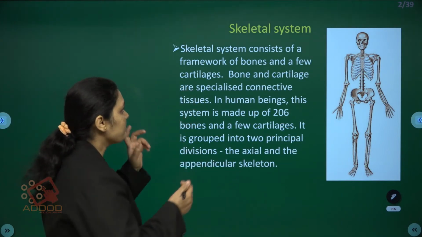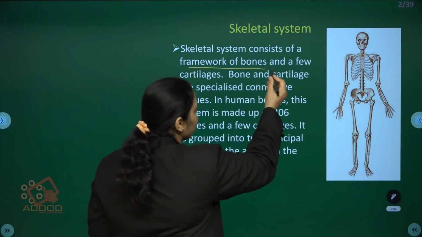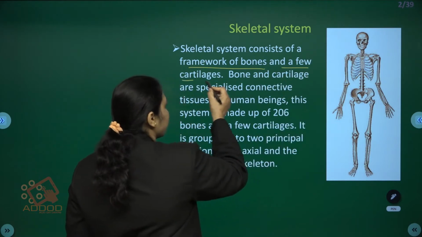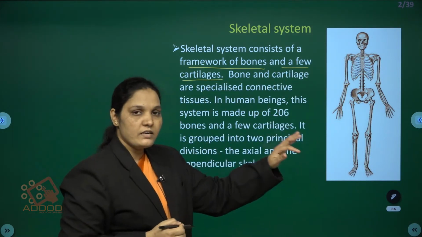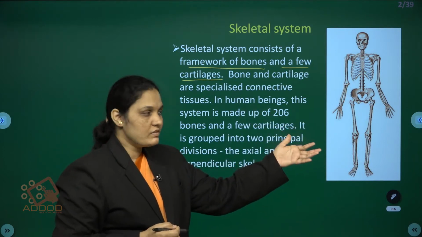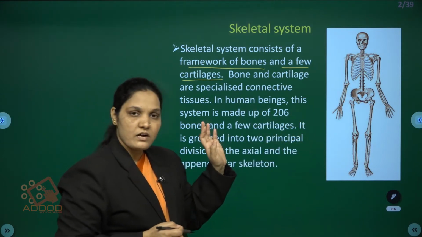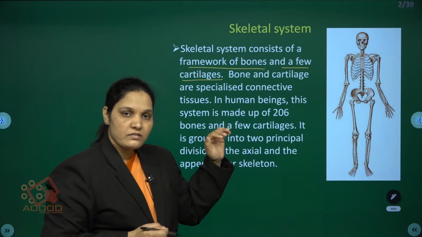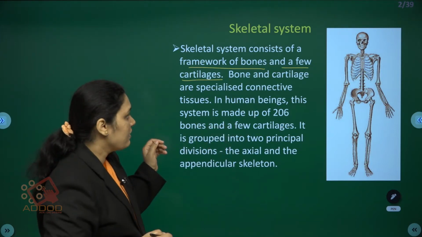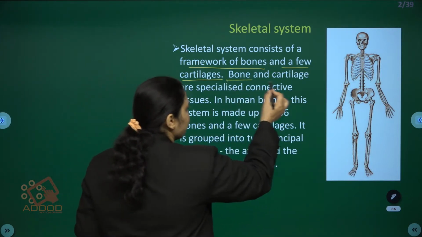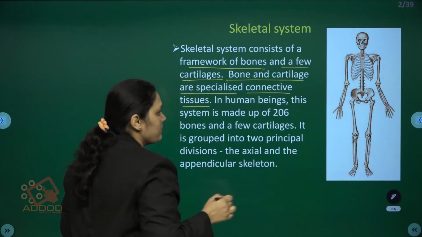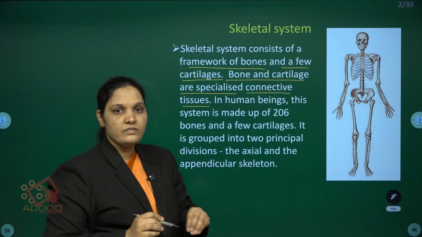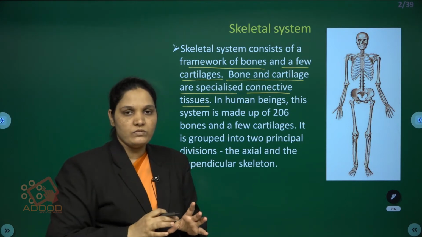The skeleton system consists of a framework of bones and a few cartilages. So, the skeletal system is made up of bones and cartilage. Where the bones are there and where the cartilages are there, let us know. Bone and cartilage are specialized connective tissues. They both are special connective tissues because they connect the bones.